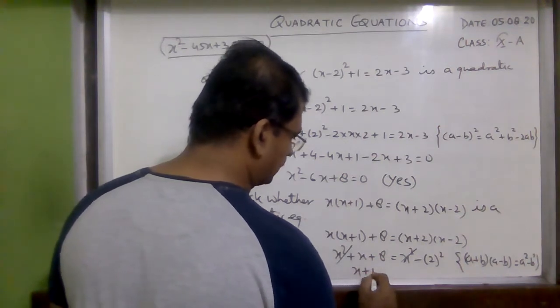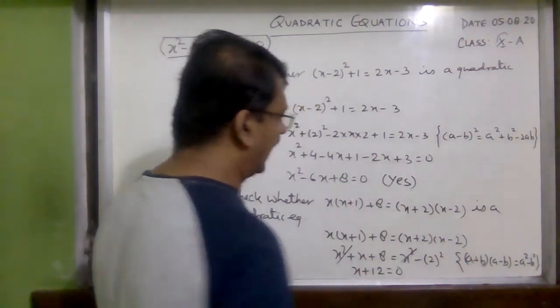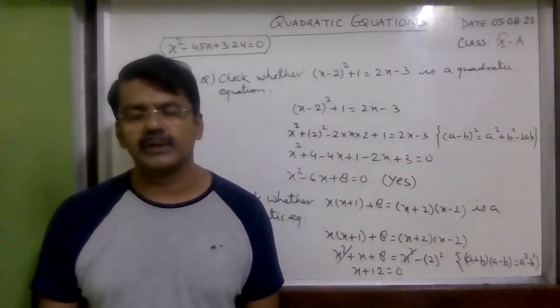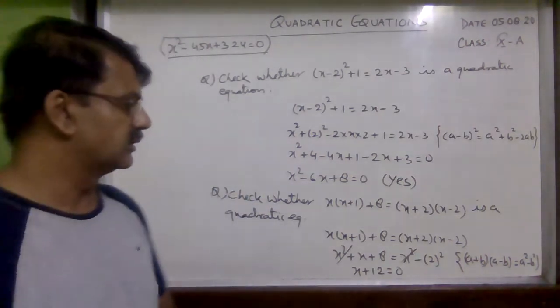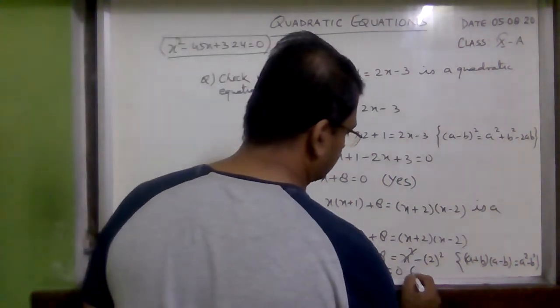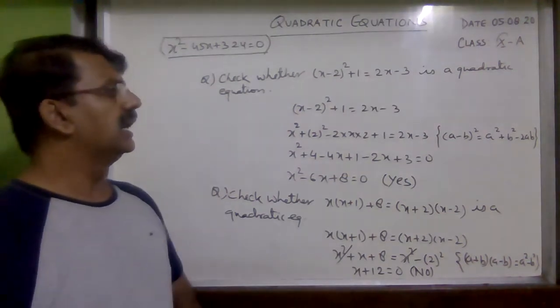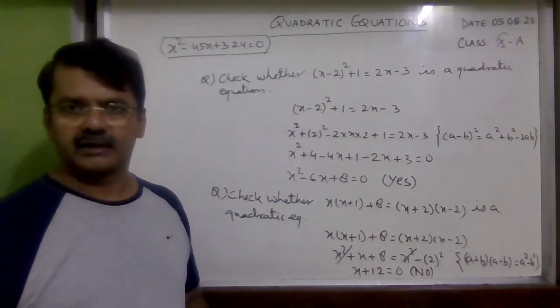So, x plus 12 is equal to 0. And now you can see x plus 12 is equal to 0 is a linear equation, not a quadratic equation. So, your answer is no. No, it is not a quadratic equation. It is a linear equation. Clear?